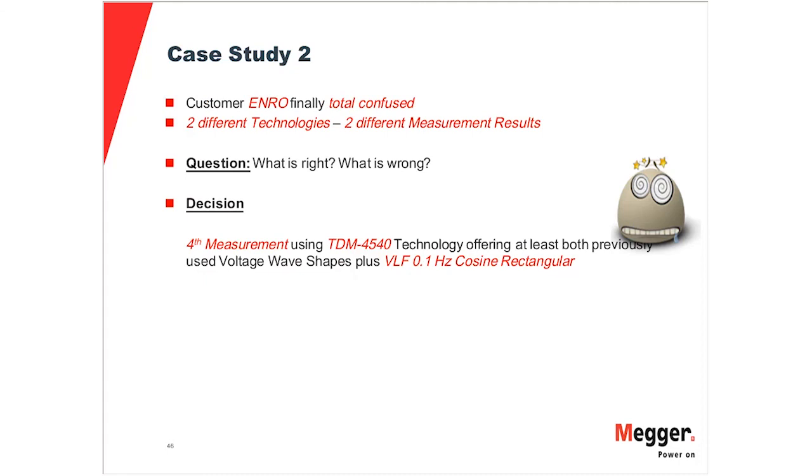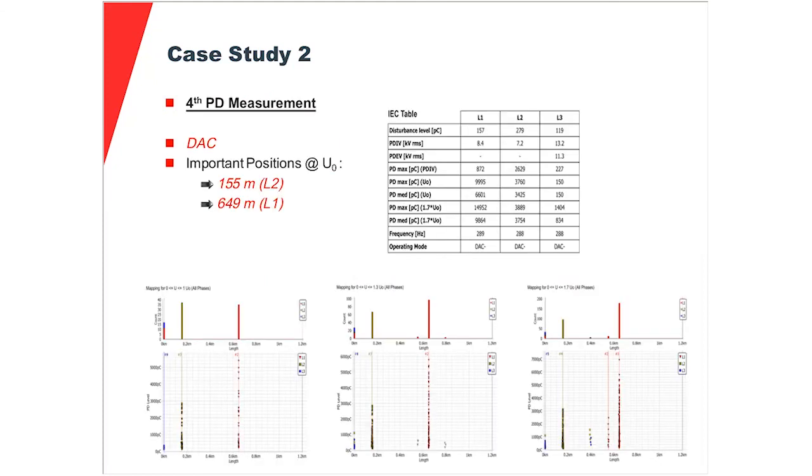Now, after all, the customer has had a first opinion and a second opinion, and both opinions are completely contradictory. So he got confused, and he asked himself which one is right and which one is wrong. So he asked us to perform a measurement using different wave shapes. That measurement has then been done. So you see here the result.